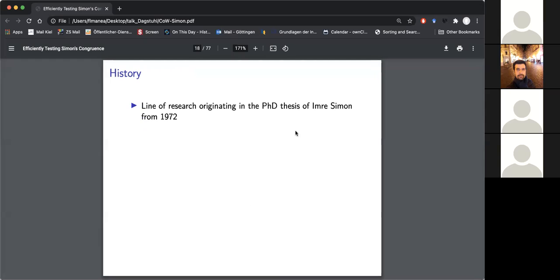The line of research dealing with these problems was originated in the thesis of Imre Simon in 1972. This was a thesis that I think he did under the supervision of Janusz Brzozowski at Waterloo. And basically there he defined this congruence, which now bears his name. So the Simon congruence was introduced in Simon's thesis in 72 as a tool in studying K piecewise testable languages.